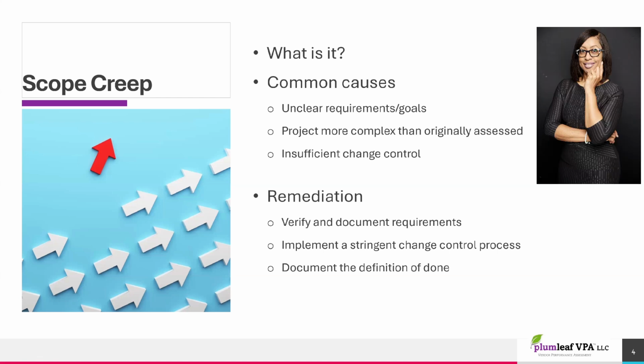What else is a common cause is the project is more complex than you originally thought. So you thought, yeah, I'm going to make pancakes. No, no, I'm going to make a souffle. So it's a lot more complicated than you originally thought. And then you don't have sufficient change control. So if you keep changing the scope and adding to the scope and building to the scope, it just grows out of control.